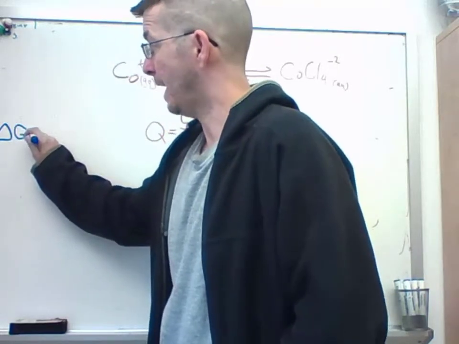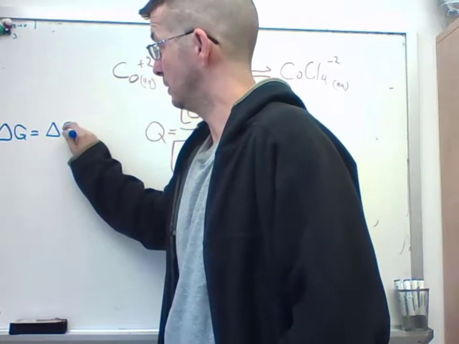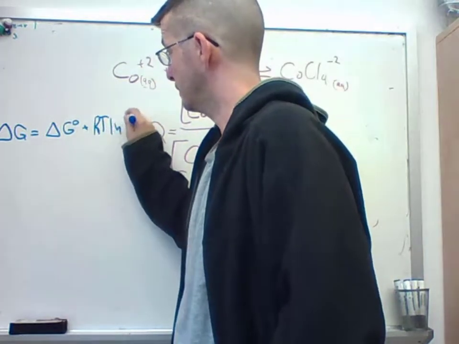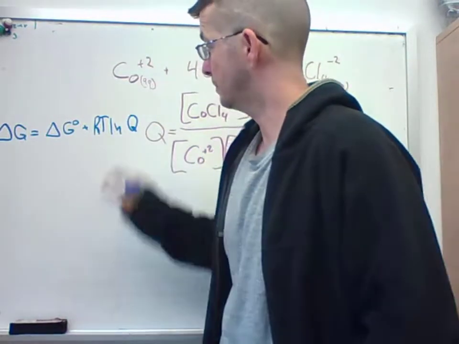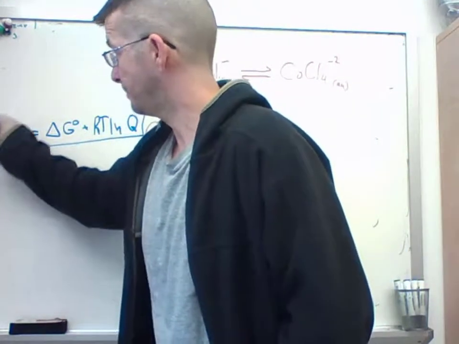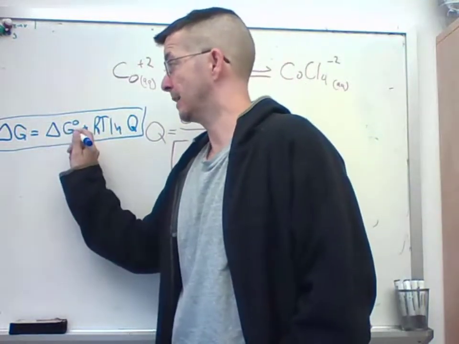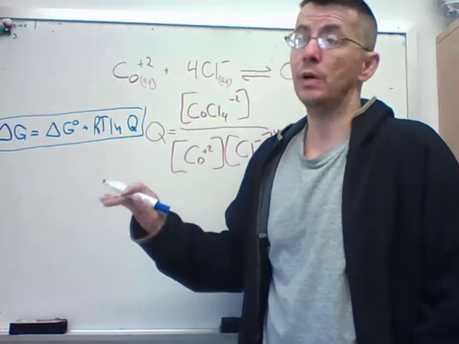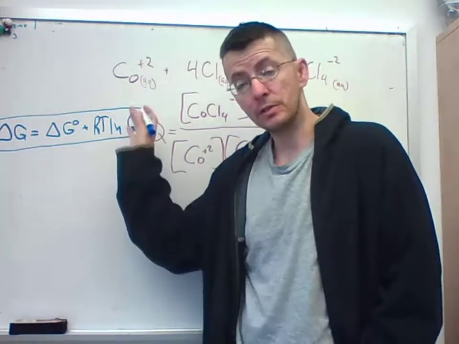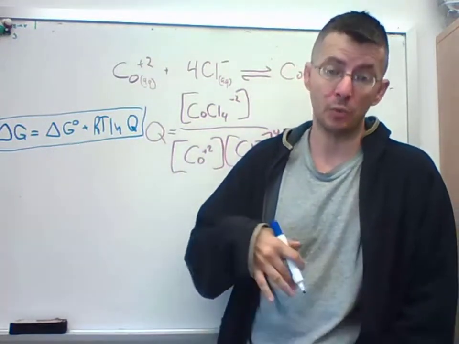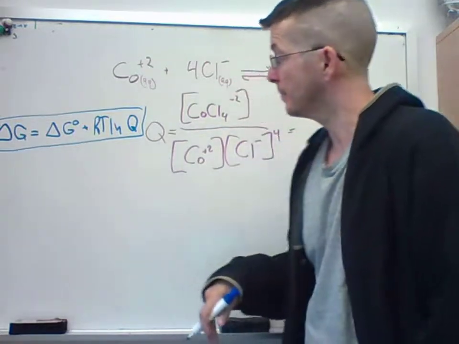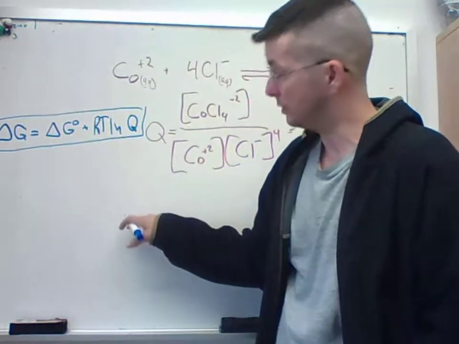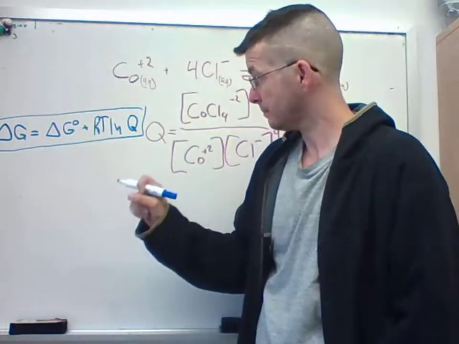delta G of a reaction is equal to delta G naught plus RT natural log of Q. And so if we know the delta G of the reaction under standard state conditions, and we know Q, we can predict whether or not perturbing the concentrations will make the reaction spontaneous or stop it from being spontaneous. Very large Q makes delta G positive, very small Q makes delta G negative.